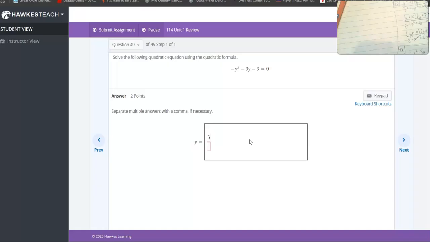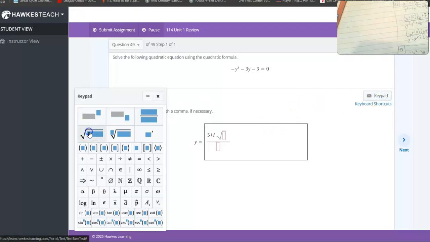So we got 3 plus i square root of 3 over negative 2, and then 3 minus i square root of 3 over negative 2.